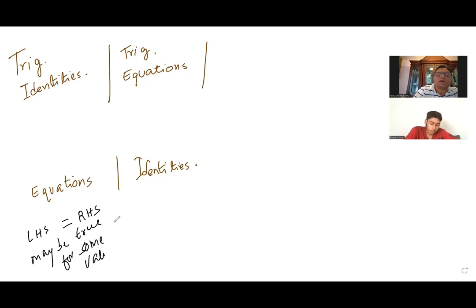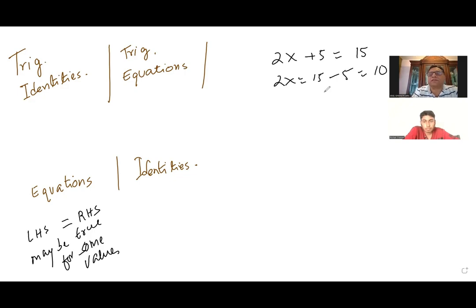Okay, sir. For example, you have an equation 2x plus 5 equals to, let's say, 15. Let's keep it simple. So when you solve this equation, you will say 2x equals to 15 minus 5, which is 10. And so x is 10 over 2, correct? So this equation is true for one value, which is 5, correct?